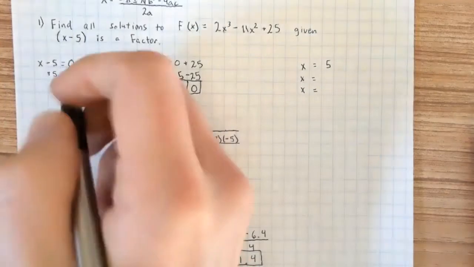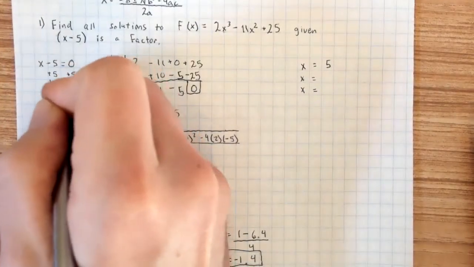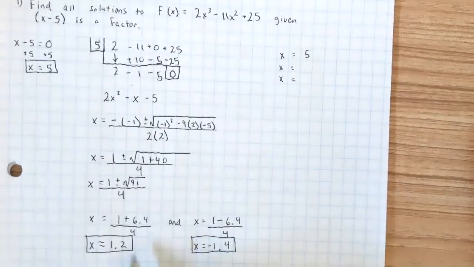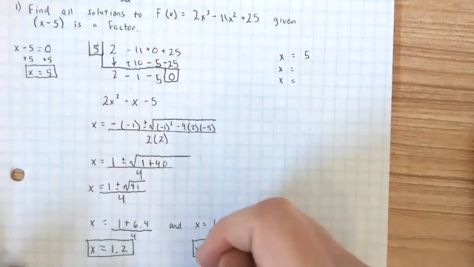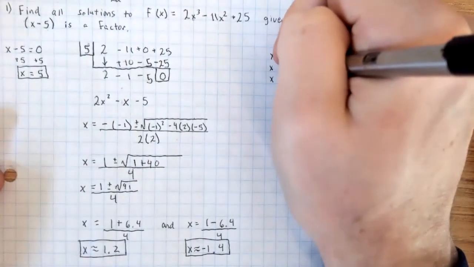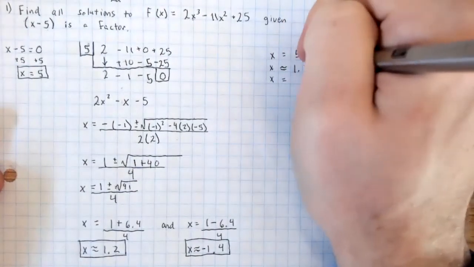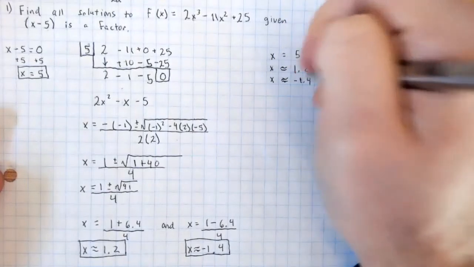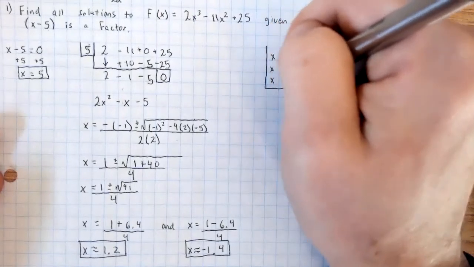Remember, we already had one from the factor that was given to us. And we didn't actually end up with any imaginary solutions this time, but you wouldn't have been able to get these results by factoring. So the solutions are 5, approximately 1.9, and approximately negative 1.4. And there are all 3 zeros of that cubic function.